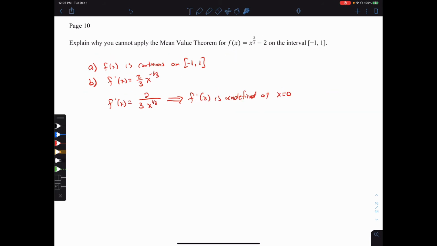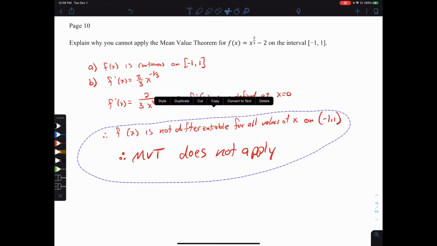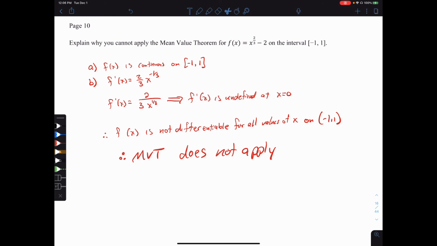So therefore, f of x is not differentiable for all values of x on -1 to 1. Therefore, the mean value theorem does not apply.